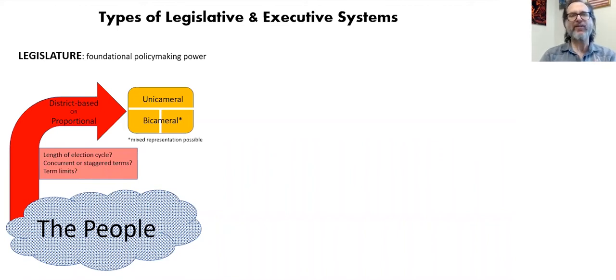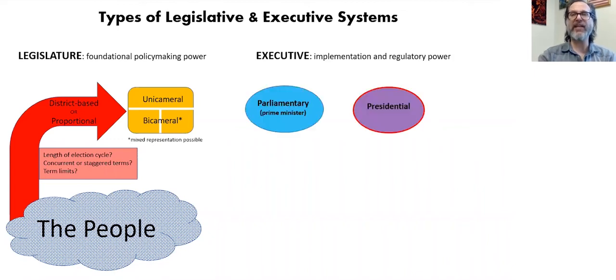Okay, that is sort of the basic layout of what types of choices go into creating a legislative system and some of the consequences of those choices. Let's look now at executive systems. Executives implement policy and they exercise some amount of regulatory power. And I'll talk about regulatory power in the next lecture. So we can just leave that aside for right now.